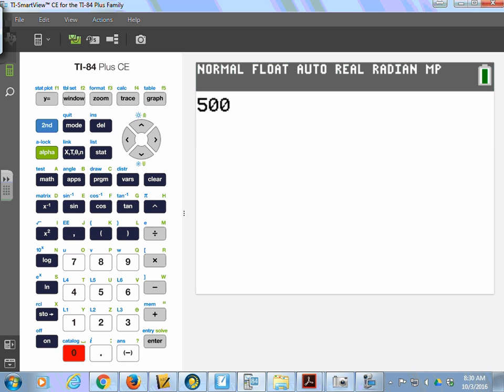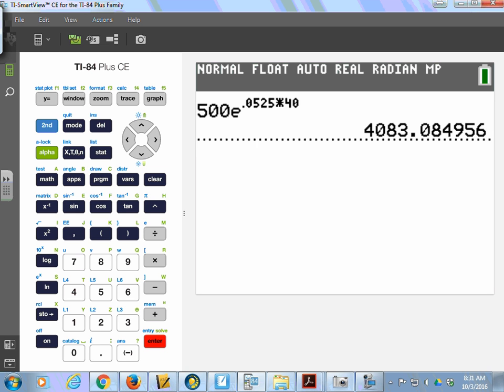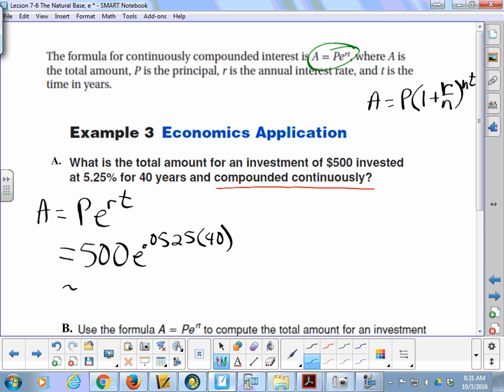$500. Then we go to second ln, 0.0525 times 40. So that $500 in 40 years would be $4,083.08. All right, so I would write a sentence to say that.